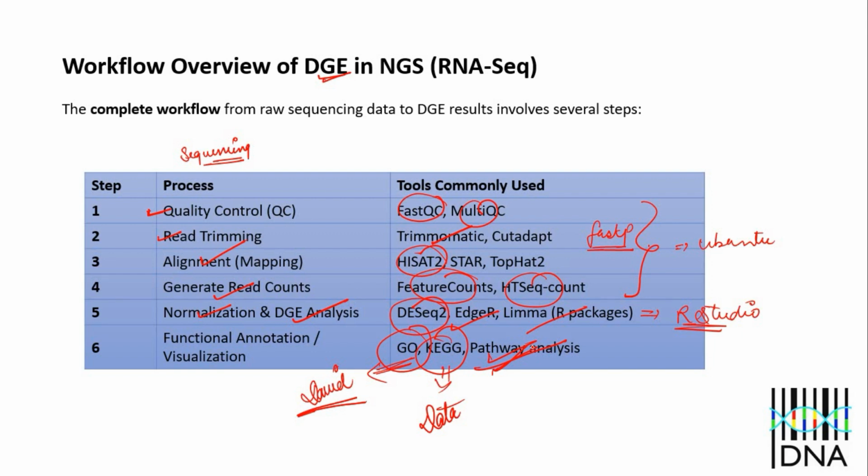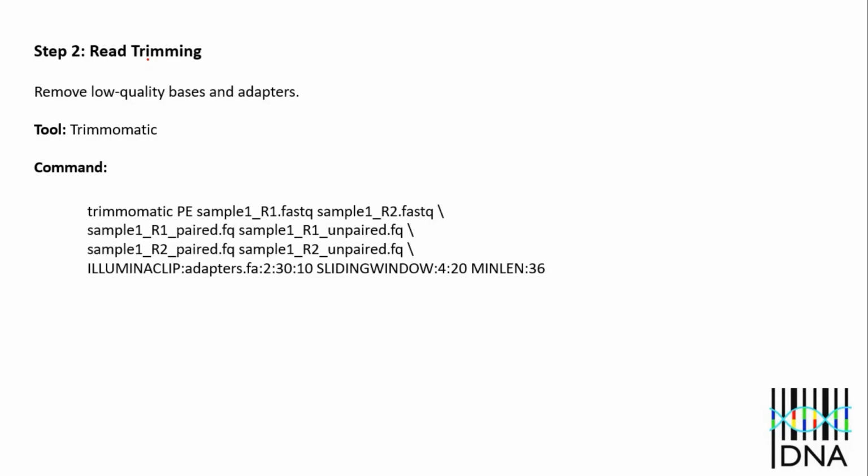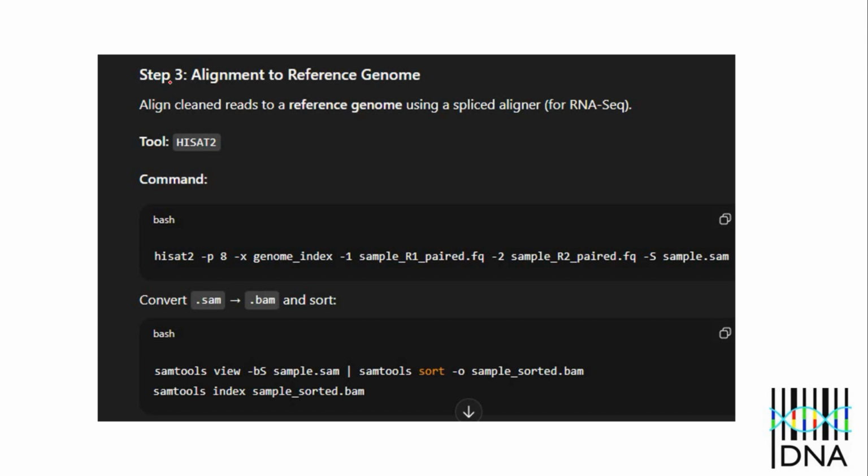Now, the first step is quality check. What is the quality check? How do we check the quality? We already discussed this in detail, and this is the command name: fastqc, then your sample, then output, and then the folder name in which you want to download this result. Next is your trimming part. Trimming if required. If it does not require, then skip this part. Next is your alignment.